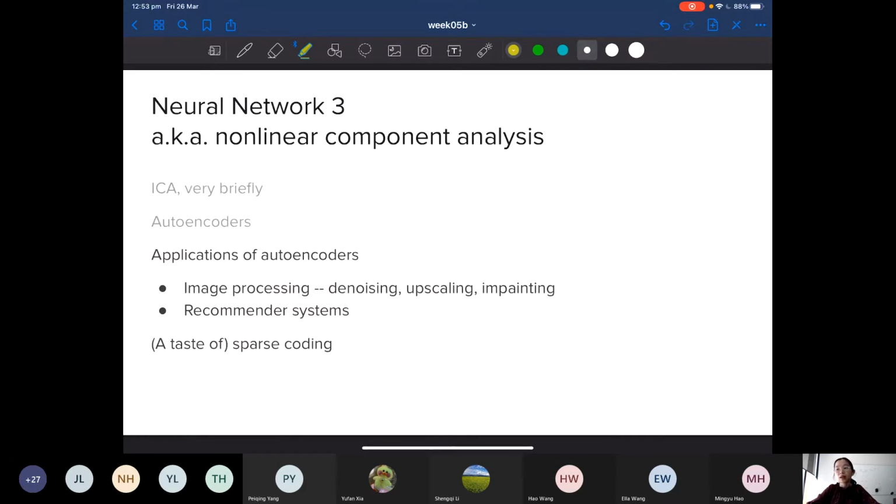Let's spend the next half an hour or so talking about applications of autoencoders. We'll cover 2 bigger classes of key applications. And then if there's time, we might cover sparse coding. If not, we'll just drop it. Are there any questions so far? Nope. Everyone happy? Great.